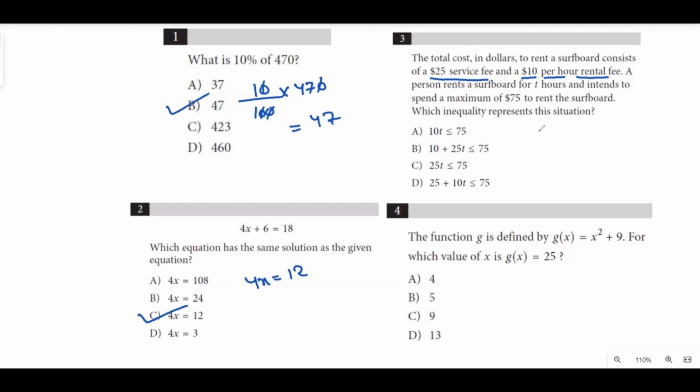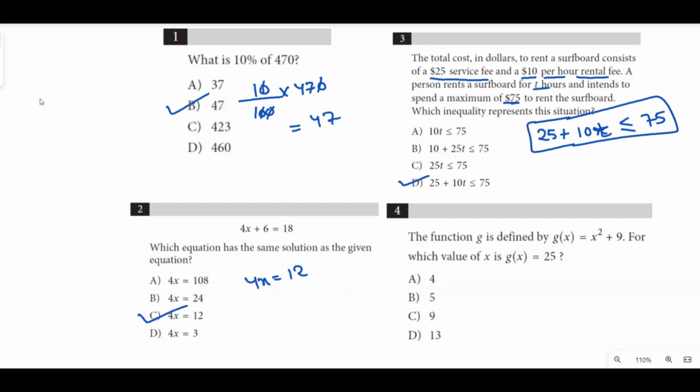So we can directly write that 25 is a fixed cost because that is a service cost, plus 10 into x, where x represents my hours, or you can write it as t because they have given t as the variable for time. So 25 plus 10t will be my amount. And it is given that the maximum can be 75, not more than that. So I will write that it should always be less than or equal to 75. And this becomes my inequality as per the given condition, which is option D. For the third question, option D is my correct answer.